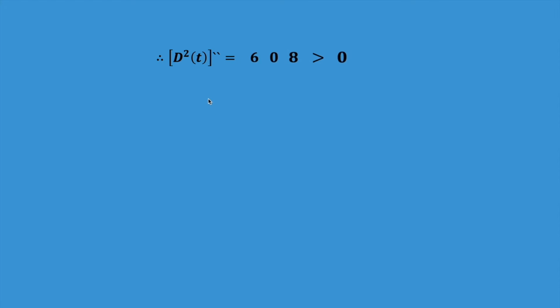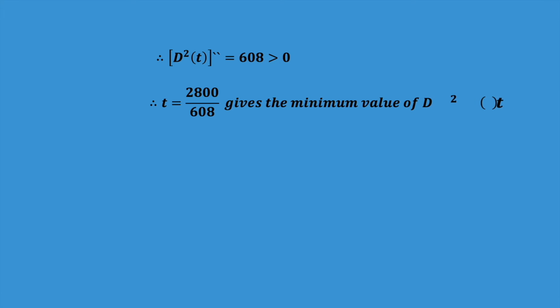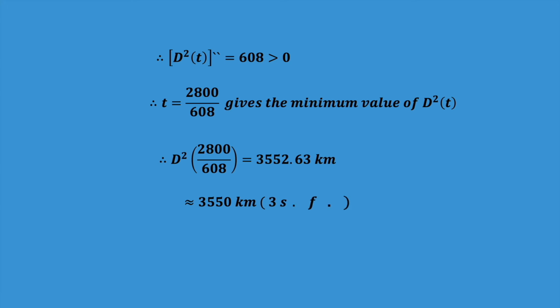Therefore, the double derivative is positive, so that means t equals 2800 divided by 600 gives the minimum value of d squared. Therefore, we can find that minimum value, that is 3552.63 kilometers, and rounding to three significant figures, 3550 kilometers.